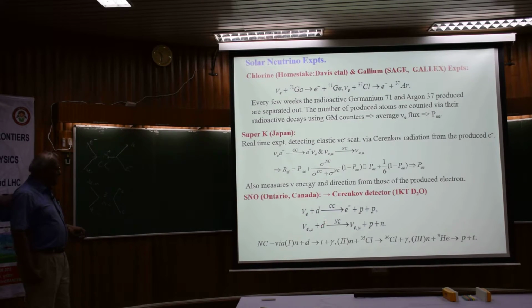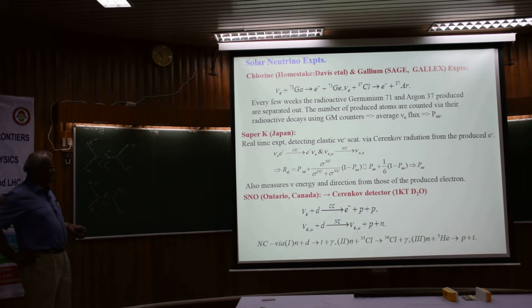But because it is deuteron, they can also have neutral current interaction, because of the small binding energy. It splits into proton plus neutron, and there is no electron here. So how will they detect this process?